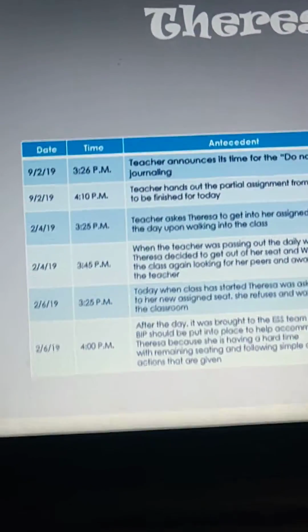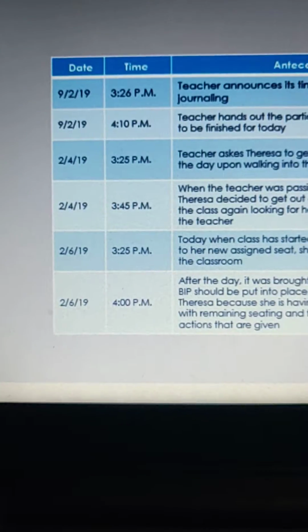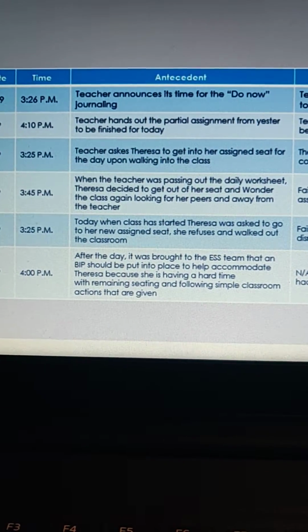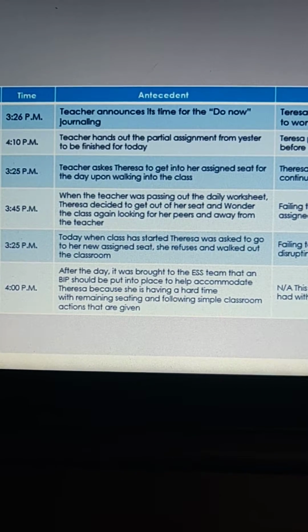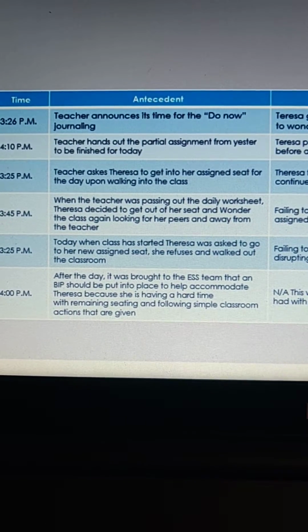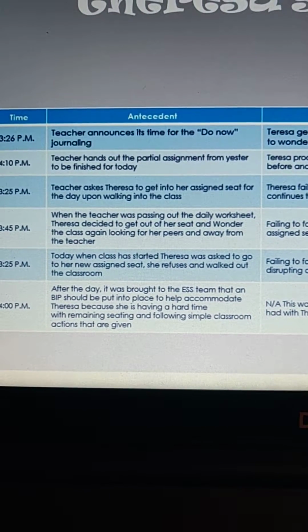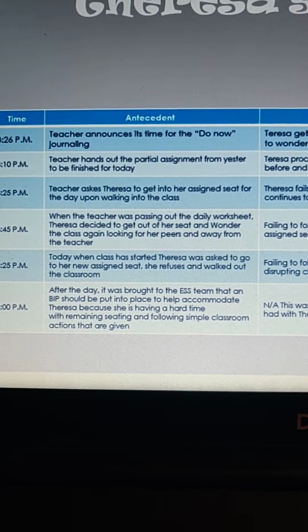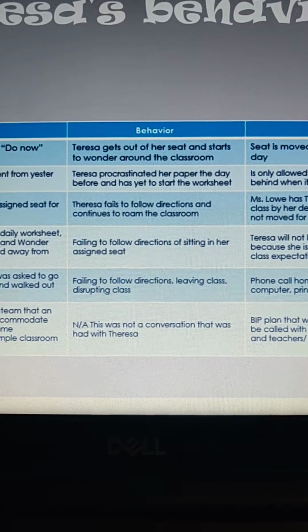I skipped all the way down to the very bottom, which would be the 6th. So after a week of observation, at the end of the day, it was brought to the ESS team, which is the SPED team, but it's now Exceptional Students team, that a BIP should be put into place to help accommodate Teresa because she's having a hard time with monitoring seating and having simple classroom actions that are given. The behavior is NA.